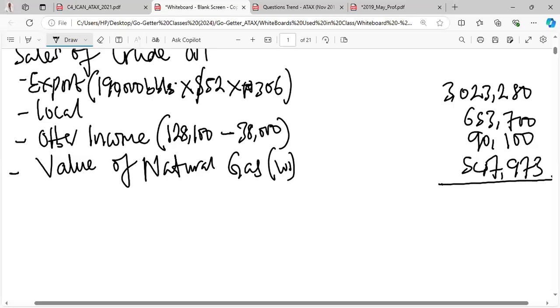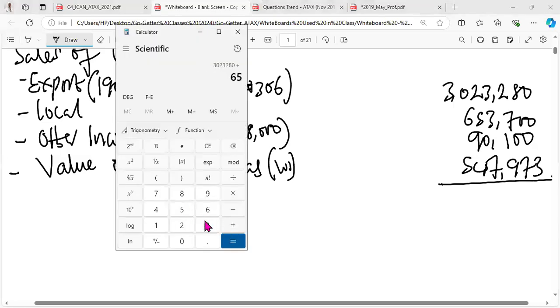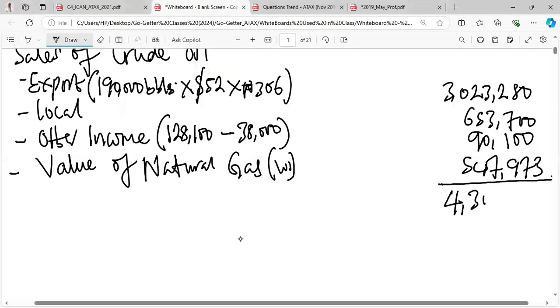So that is where I need this figure I had before, plus 653,700 plus 9,100 plus 547,973. And that gives us 4,315,053. So this is gross income.